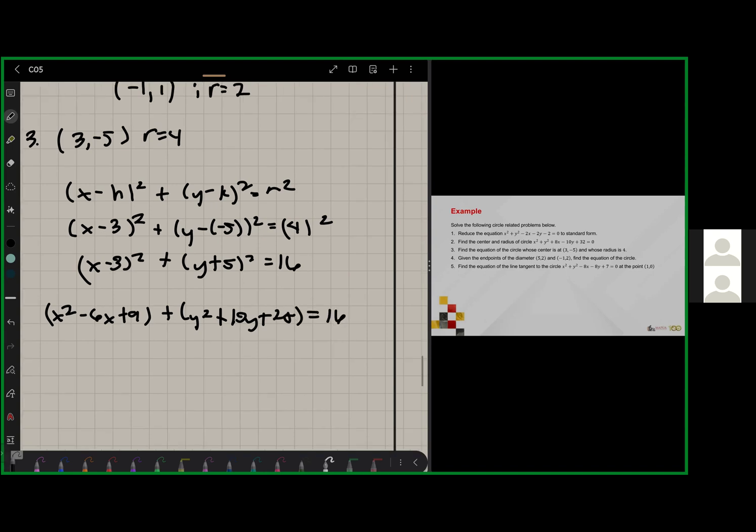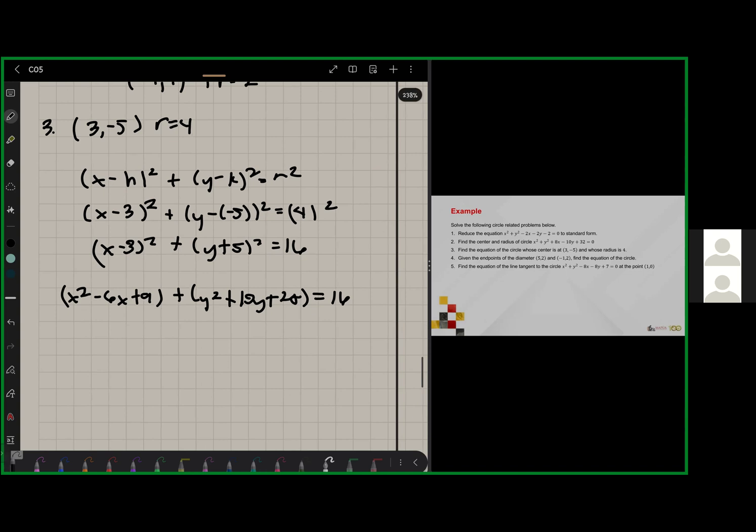The next thing that we need to do for the general form of our equation is that all the constants should be on the right side of the equation, giving us x squared plus y squared minus 6x plus 10y is equal to 16 minus 25 minus 9, which is equal to negative 34.